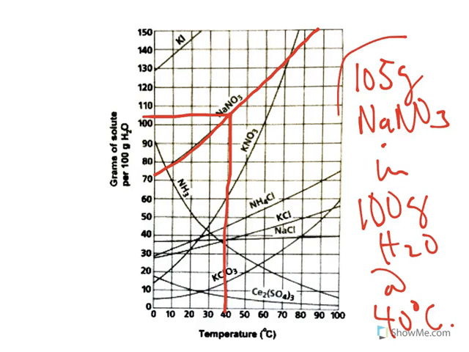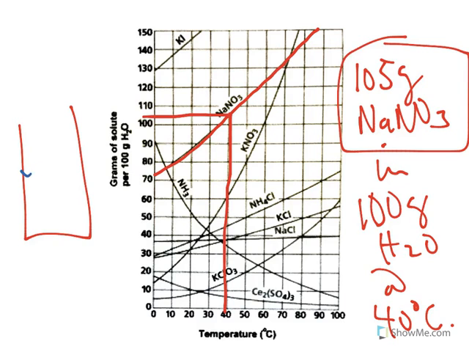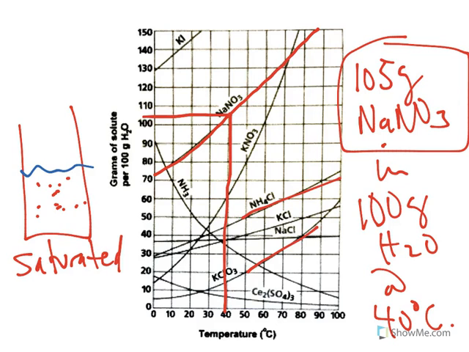If I try to add any more than 105 grams, let's say this is my cup over here, got some water in it, and I've added sodium nitrate, and let's say that's 105 grams of sodium nitrate. If I try to add any more at 40 degrees C, it's just going to sink to the bottom and quit dissolving. Because my solution is saturated, that means it can't hold any more solute. And each of these lines tells you when a solution is saturated at a particular temperature.